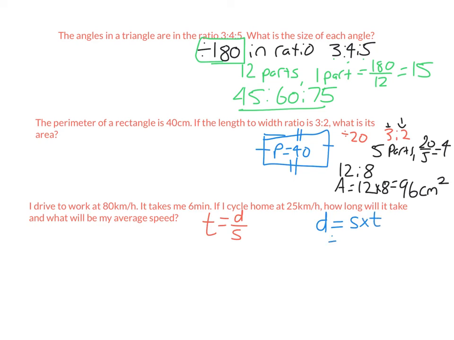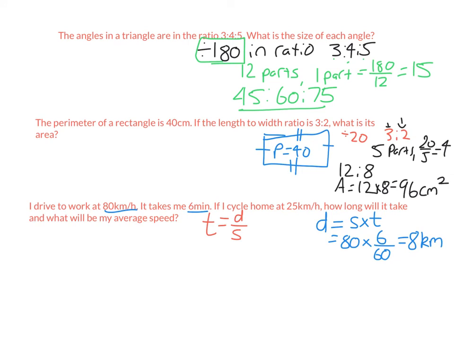So the speed is 80 kilometers per hour. You're probably tempted to just times by 6, but I can't do that because the speed is per hour and the time is minutes. So I need to change this minutes into hours, and I divide by 60. 6 minutes is 6/60ths, or 1/10 of an hour. So if I put that on my calculator, I get 8. So the distance is 8 kilometers.